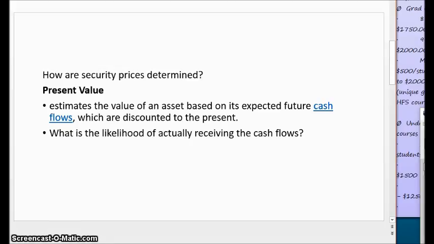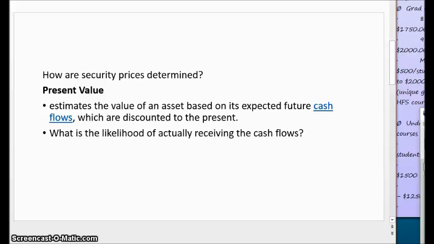Generally, when we talk about the price or the value of a security, we're going to estimate the expected cash flows that we expect to receive from that asset, and we're going to discount those cash flows down to today's dollars, which gives us the present value. That is what we usually consider the value of a security: the present value of any cash flows we expect to receive from it.